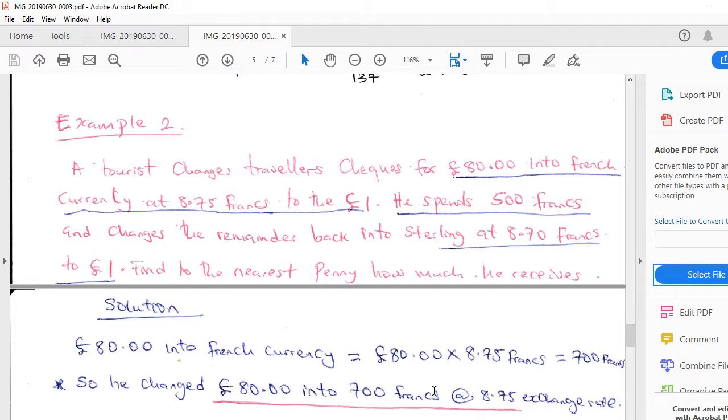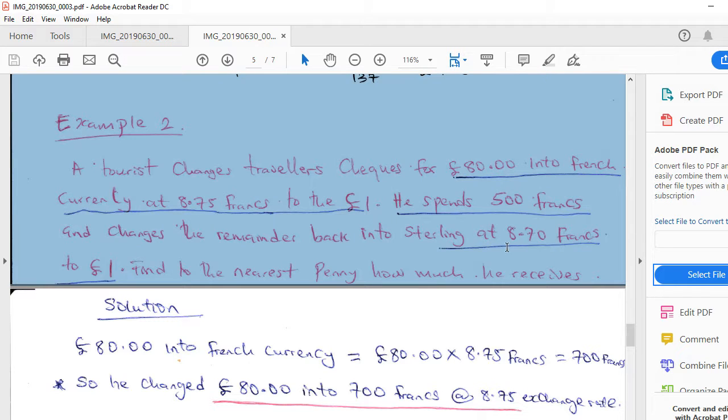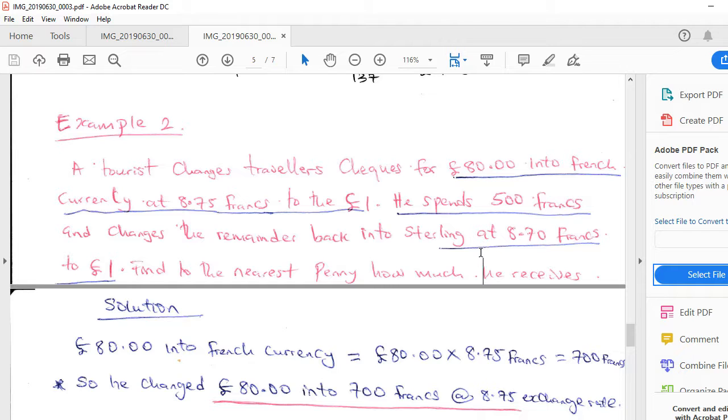Maybe when he wanted to return back to Britain, to the UK, he had to change the remaining francs he had left with him to British pounds. And they said the rate at that point when he wanted to change it was 8.70 francs to £1. Now the questioner says, find to the nearest penny how much he receives. The question is trying to say how many pounds he is going to receive when he changes the remaining francs at a conversion rate of 8.70 francs to £1. That's what the question is trying to say.